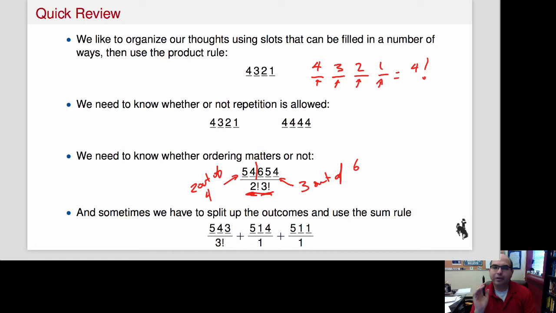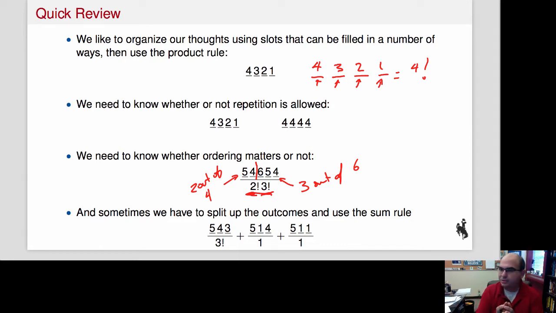Now, the one thing that we run into one time, just one time, but it does happen, is we sometimes actually have to completely break apart the outcomes and use the sum principle. So in this case, we have 5, 4, 3 divided by 3 factorial. That's because I picked 3 different things. And then I have 5, 1, and 4 divided by 1 factorial. And what I've done there is I picked 2 things and then 1 thing.